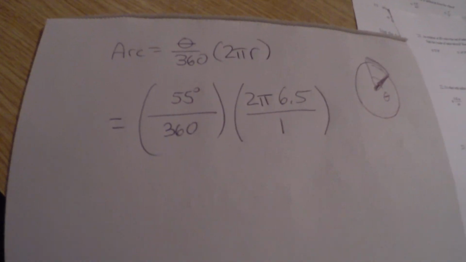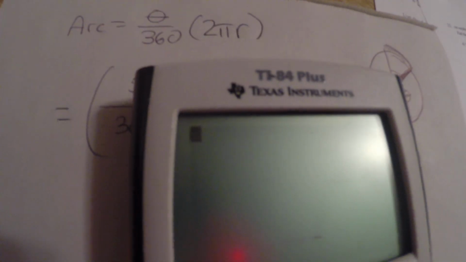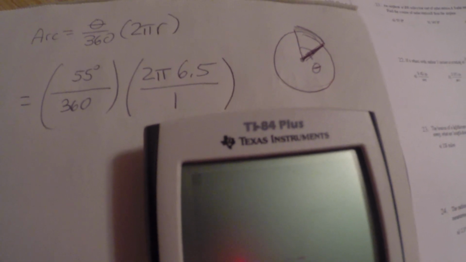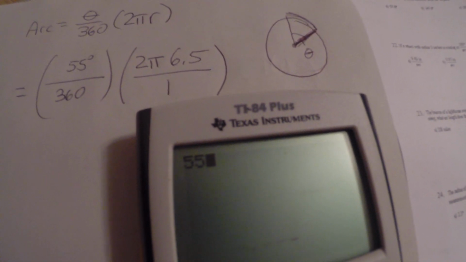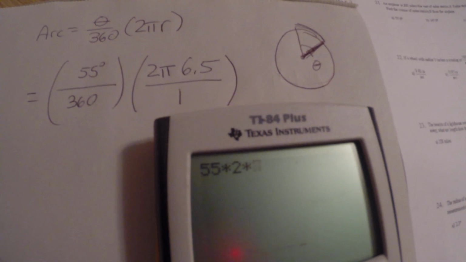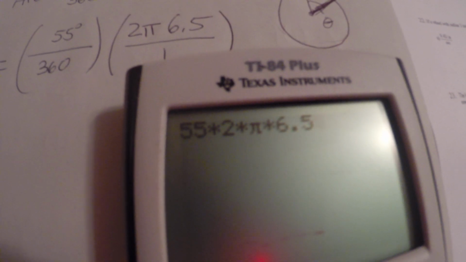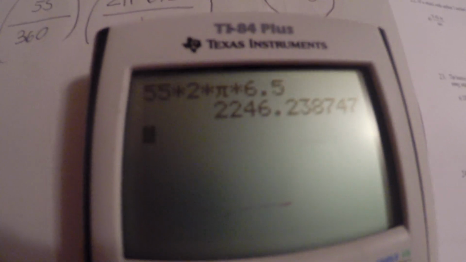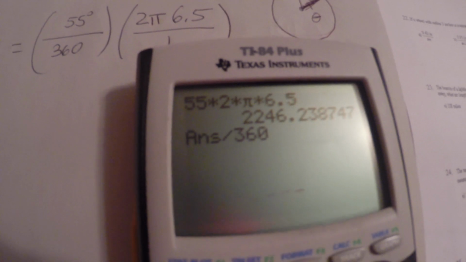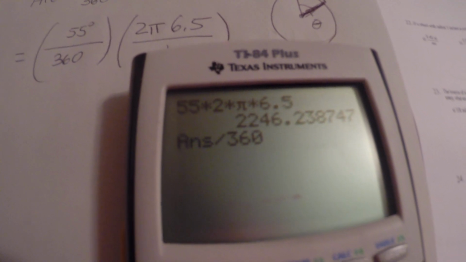Okay, so let's go through. We're going to solve this. This part here is pretty easy. You could use the calculator to reduce some of these values, but let's just type it in straightforward into the calculator. I advise you, if you're going to go straightforward through it, just do 55 times 2 times pi times 6.5. So notice I typed in the entire numerator and then divide by the entire denominator. If this was a fraction, if there was more in the denominator than just 360, I would have put everything in parentheses.